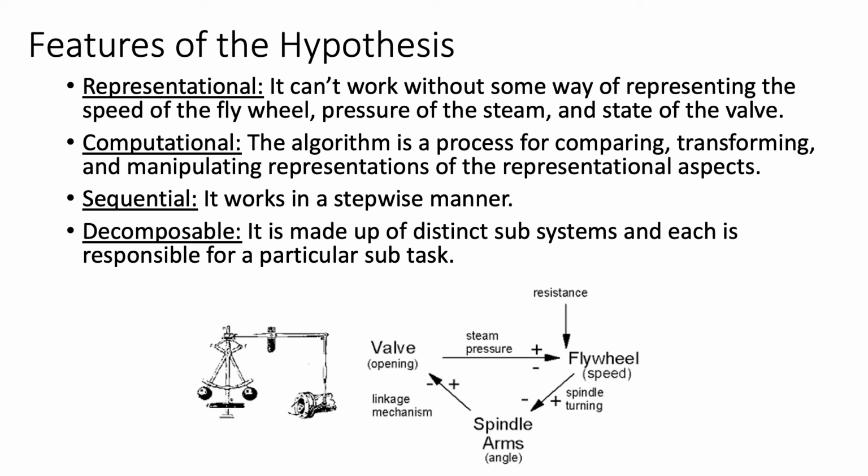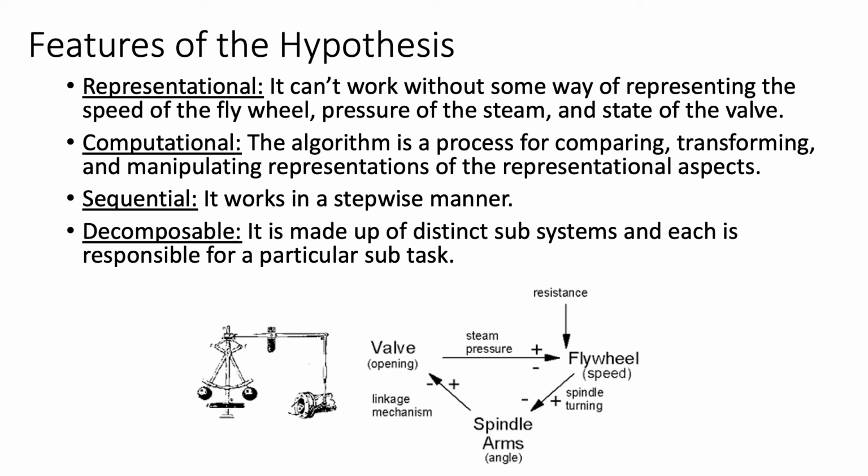So the representational feature states that it can't work without some way of representing the speed of the flywheel, pressure of the steam, and the state of the valve. The computational feature states that the algorithm is a process for comparing, transforming, and manipulating representations of the representational aspects. And the sequential feature states that it works in a stepwise manner.